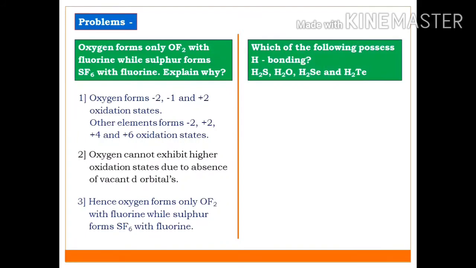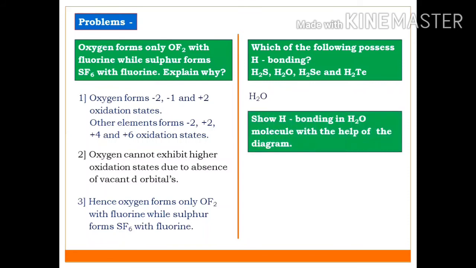See the second problem. Which of the following species possess hydrogen bonding? They have given hydrides of group 16: H2S, H2O, H2Se, and H2Te. We have studied that hydrogen bonding is present only in water molecule. Now, the third problem says that show hydrogen bonding in water molecule with the help of diagram.